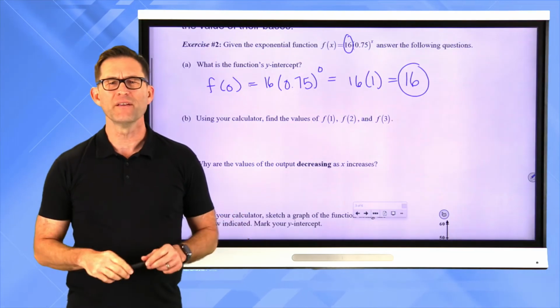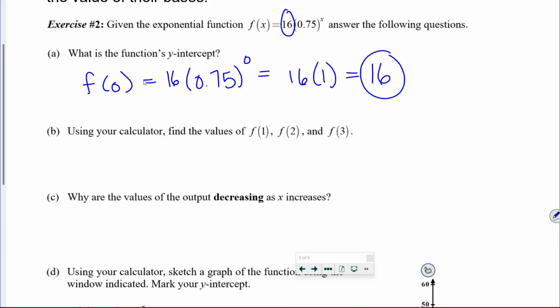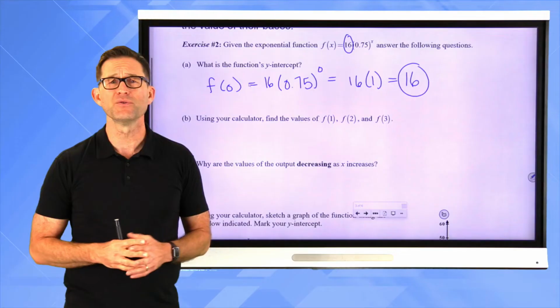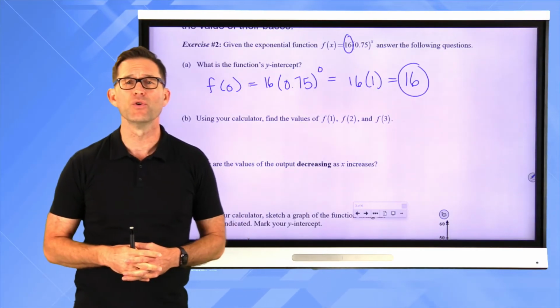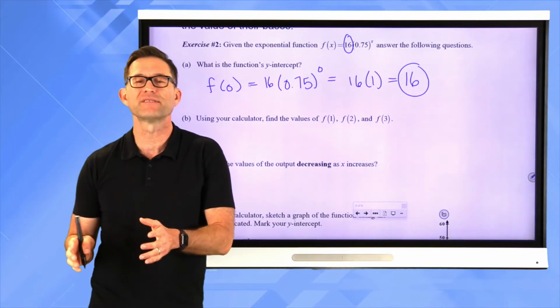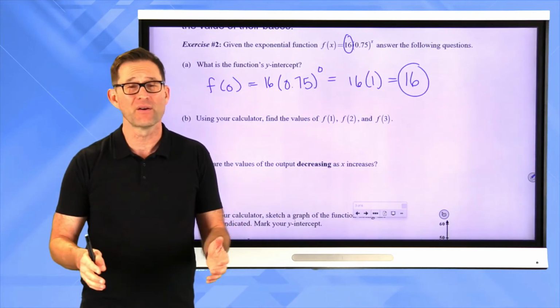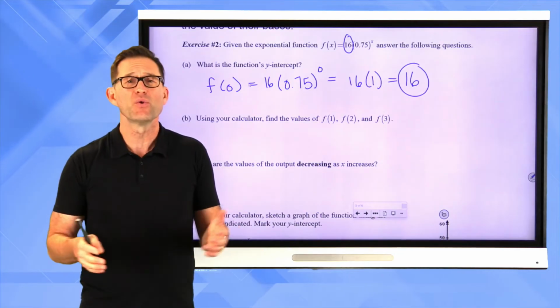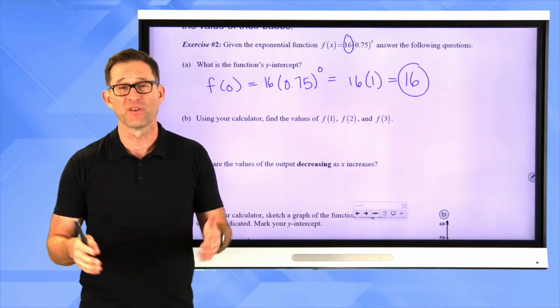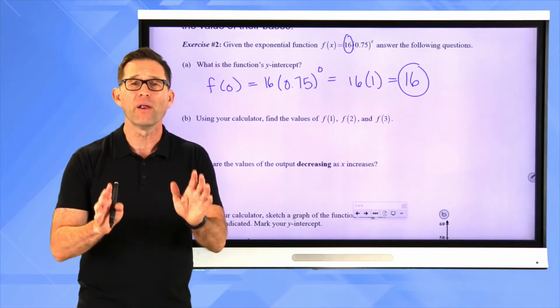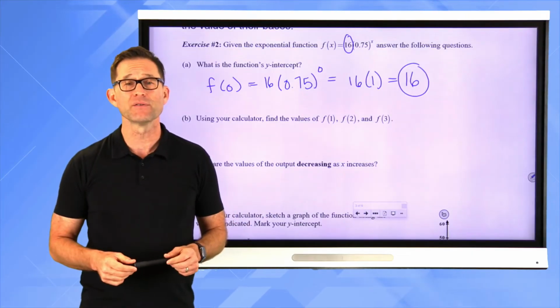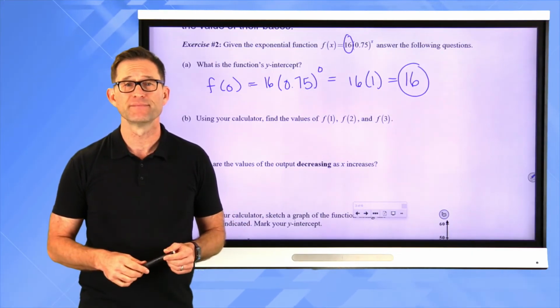Now, letter B. Using your calculator, find the values of f of 1, f of 2, and f of 3. And notice this time I'm asking you to use your calculator because I'm not expecting you to do 16 times 0.75 to the third without a calculator. You could do 16 times 0.75 to the first without a calculator, but why don't you go ahead and figure out each of those values and then we'll talk about them.